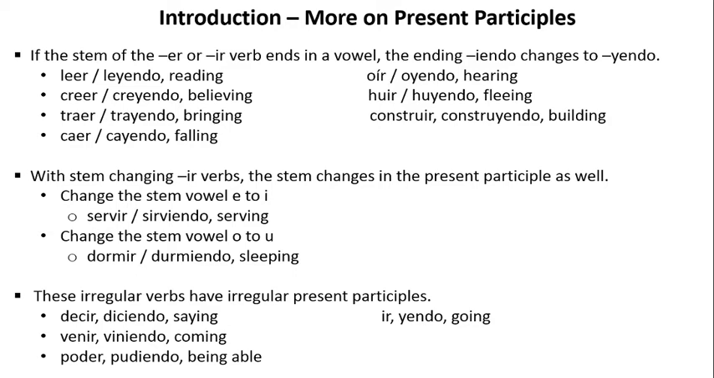Now, with stem changing IR verbs, the stem changes in the present participle as well. So we change the stem vowel from E to I, for example, with servir, which the present participle is sirviendo, which is serving. Now, we can also change the stem vowel O to U, for example, dormir, and that becomes durmiendo, which is sleeping. These irregular verbs have irregular present participles. Decir, diciendo, which is saying, venir, viniendo, which is coming, poder, pudiendo, which is being able, ir is yendo, which is going.